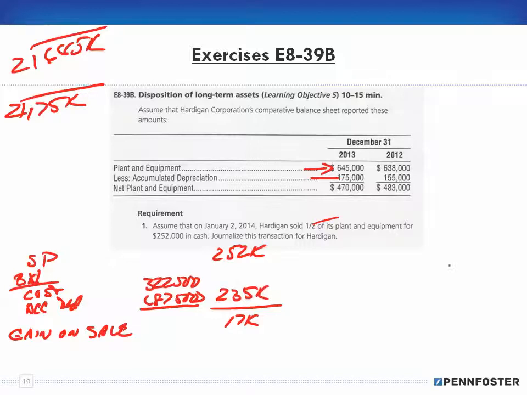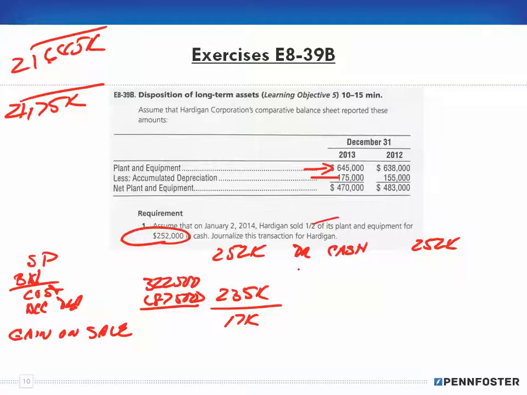Now, making the journal entry, right? If you watched the previous video for problem 8-38, you saw that I take it in different steps. So number one, I ask, what do I gain? Well, I gained cash, right? I got cash, in the amount of 252,000. So I debit my cash.